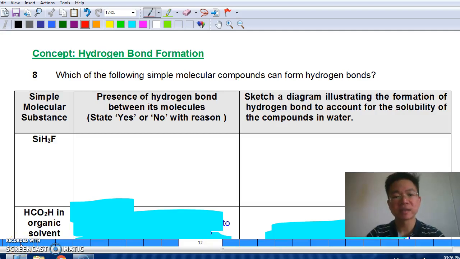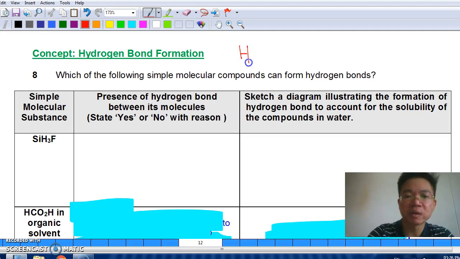Good afternoon. This is Chem Bonding tutorial question number 8 on hydrogen bonding. We shall first recap on what are the conditions that hydrogen bond will form. First, you need to have a hydrogen atom that is bonded next to a N, O or F. So, for example, I use O.